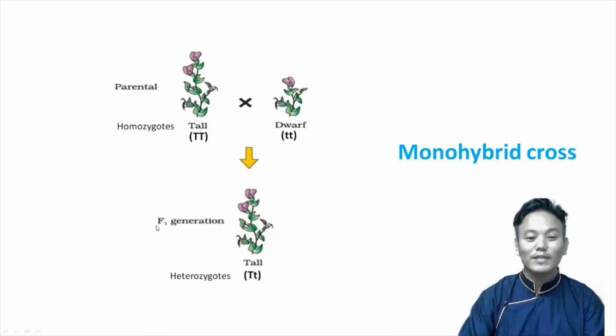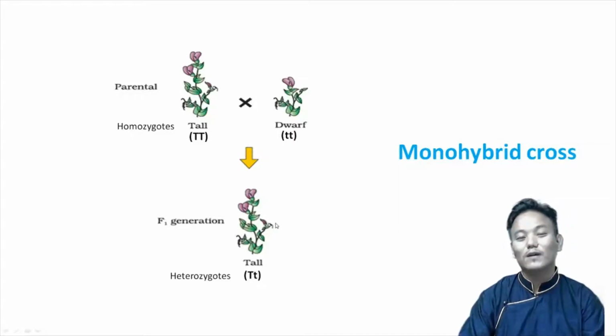But look over here in the F1 generation. This particular tall plant is having both the factors. One factor which is trying to make it tall, and one factor which is trying to make it dwarf. But the factor which is trying to make it tall seems to dominate the factor which is trying to make it dwarf. Therefore, all the F1 generation plants are tall. That is what Mendel's law of dominance is.